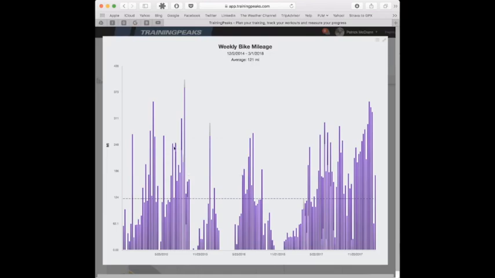Typically you can see that these higher peaks are followed by rest periods as well. And sometimes if you have a bike and run chart, you'd see that the bike volume drops down while the run volume picks up, for example. So again, a great historical tool, or short-term, a kind of motivational goal for you.